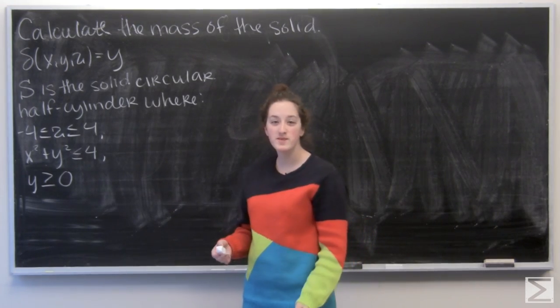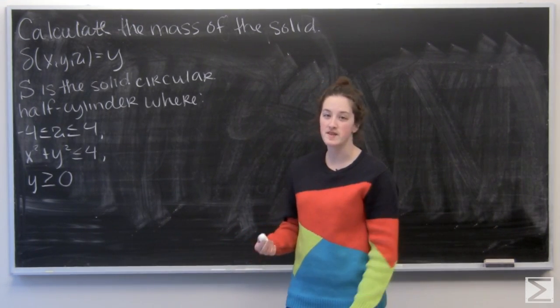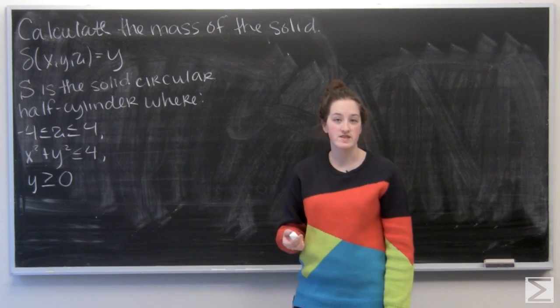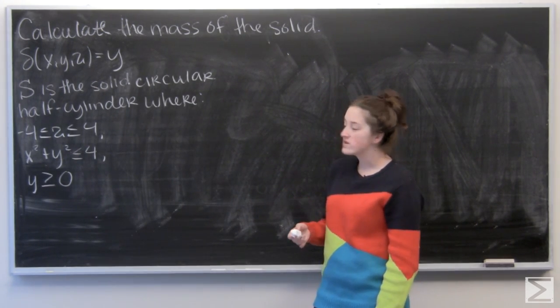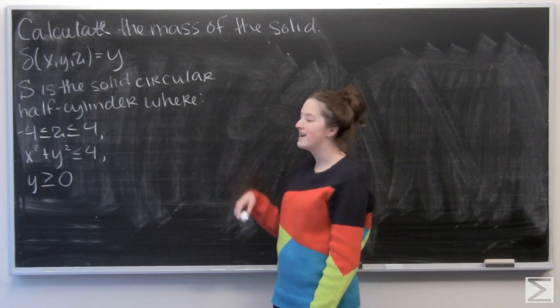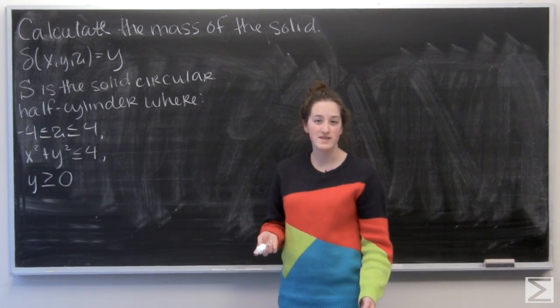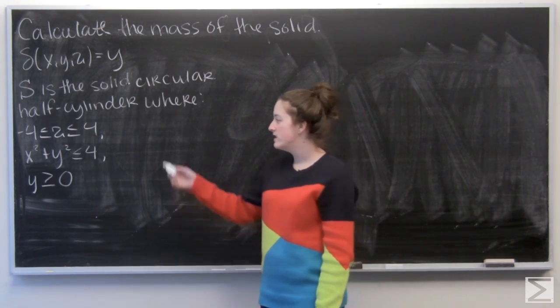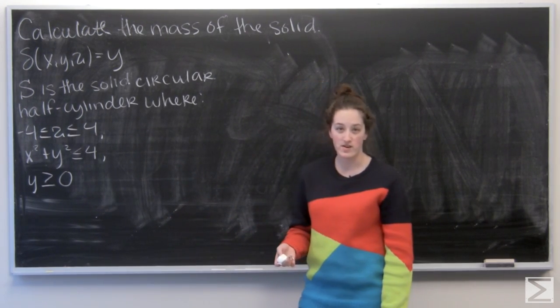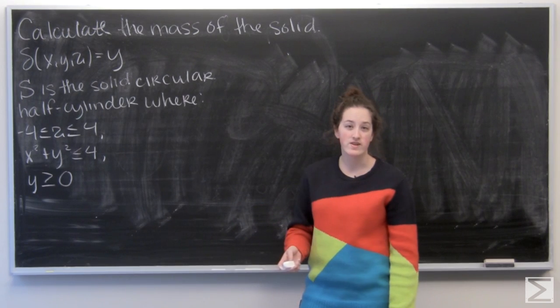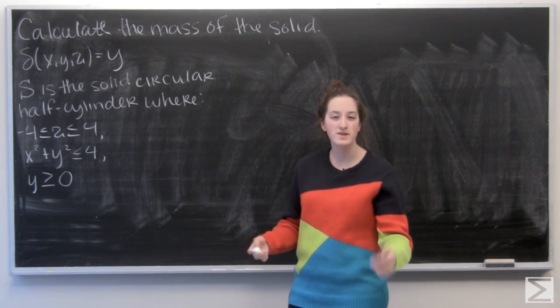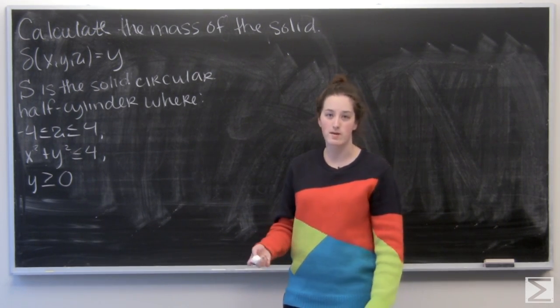Okay, so for this problem, we're asked to calculate the mass of a solid, and we're given a function of its density. And we know that our solid is a solid circular half cylinder, where z is between negative 4 and 4, x squared plus y squared is less than or equal to 4, and y is greater than 0.